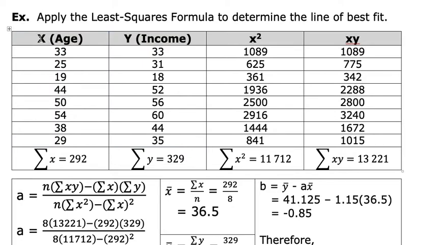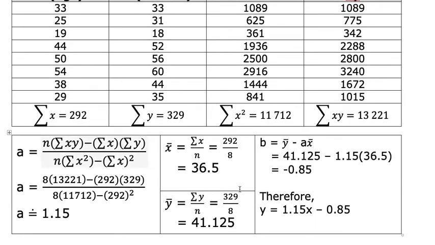Let's say that this is the age of an individual and their income in the thousands of dollars. We can sometimes reduce the numbers to make calculation easier. That being said, in order to apply this formula, remember we want our end goal to be something in the form y is equal to ax plus b. So we have to determine a, which is given by this formula.